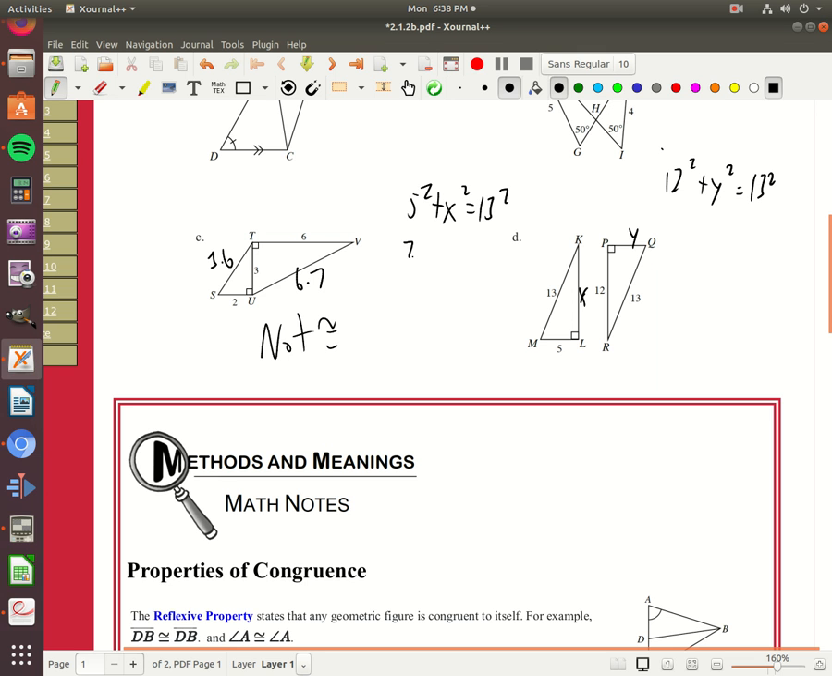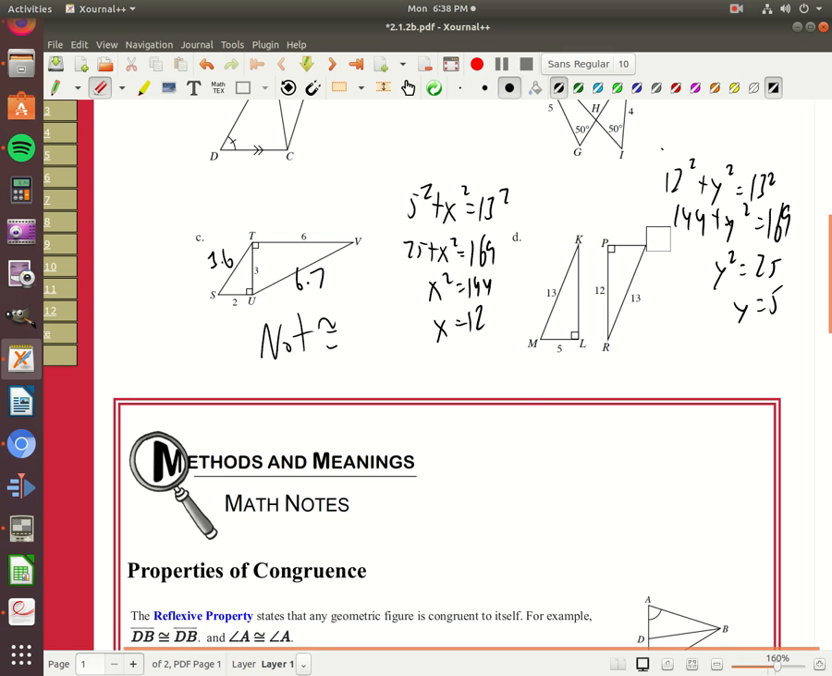So let's go ahead and see here. 25 plus x squared equals 169. Subtract 25 from each side. X equals 12. So this length is 12. On this one right here, I have 144 plus y squared equals 169. Sorry, my writing is so sloppy. Y squared equals 25, so y equals 5. So there we go. I'm going to go ahead and just clean this up a little bit with that 12 and that 5 to make this look a little more clean.